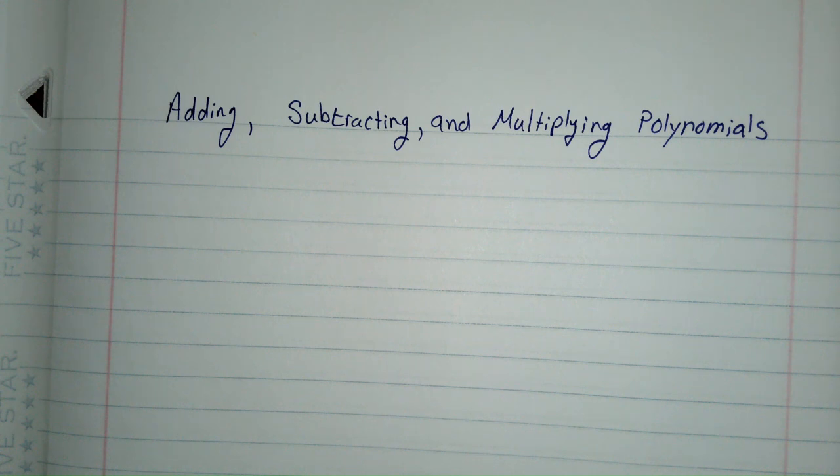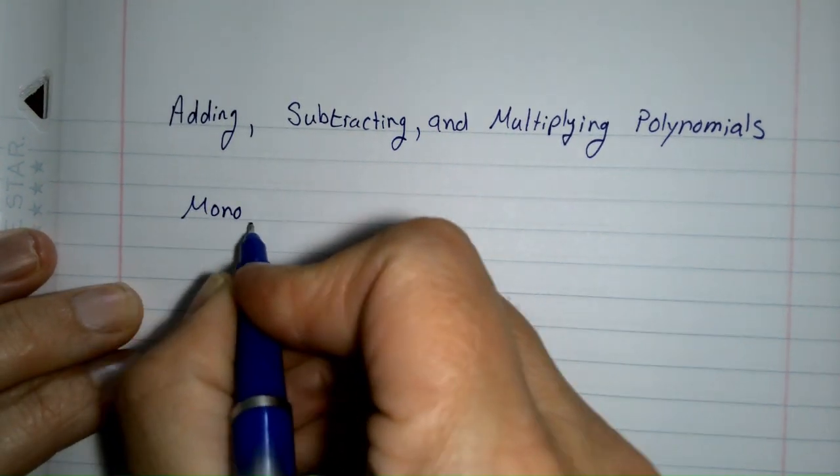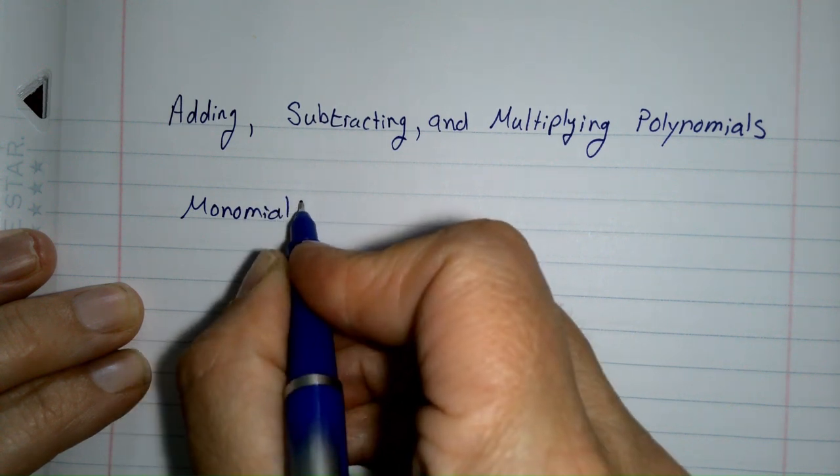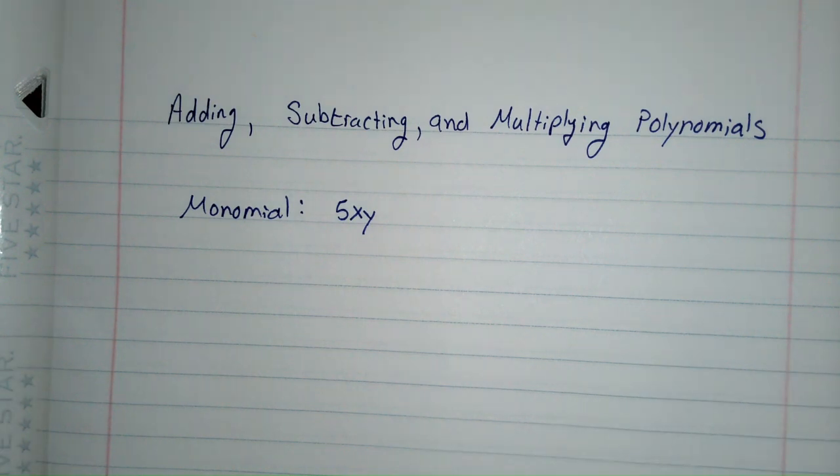This video is going to look at adding, subtracting, and multiplying polynomials. Polynomials just means that there are many terms. Just a reminder, a monomial is something like 5xy. It doesn't matter that it has multiple variables, it's one group.